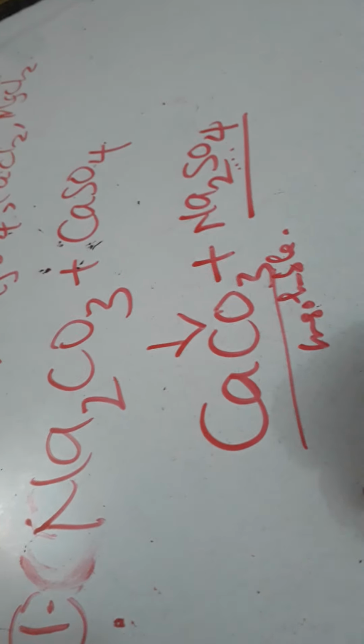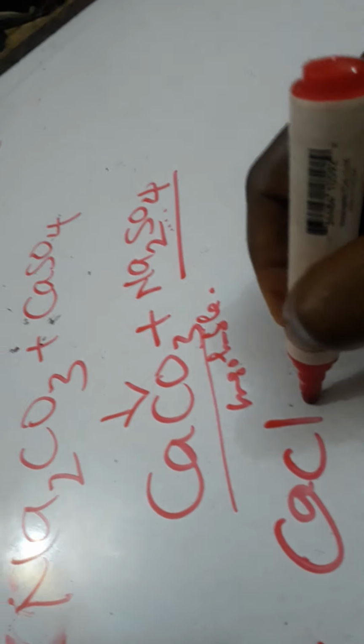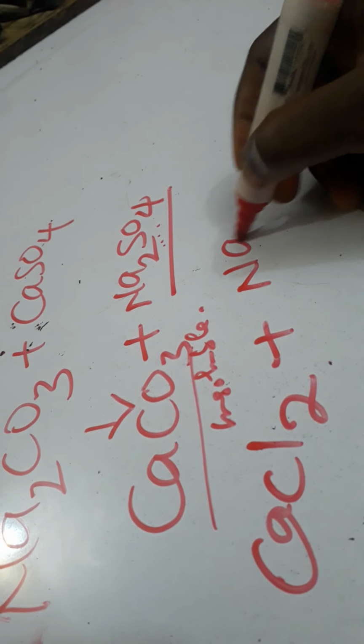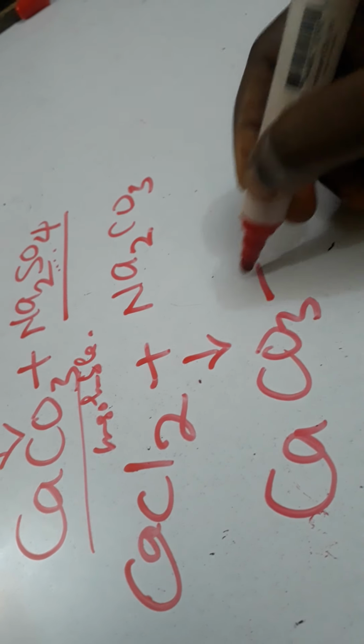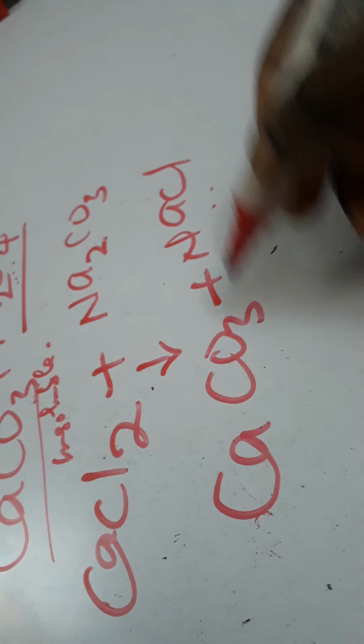Another method, you can use this for calcium chloride too. When you add this to washing soda, you still get calcium carbonate and sodium chloride. This is soluble and harmless, like a salt. While this is an insoluble whitish substance.